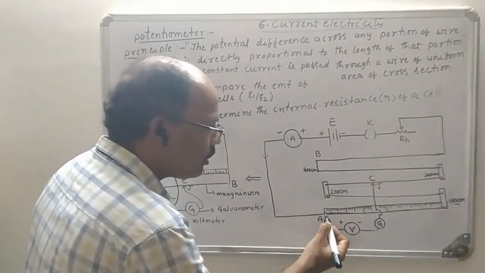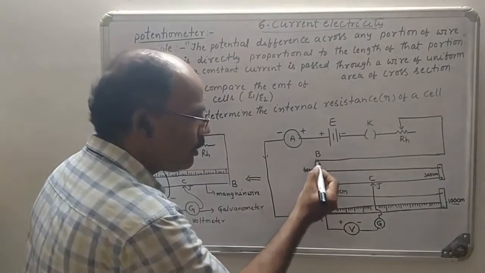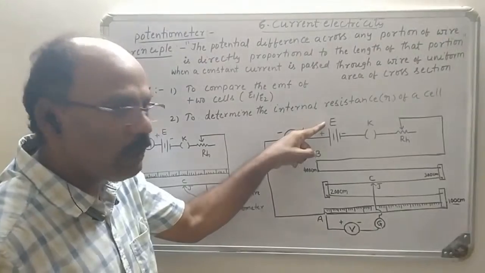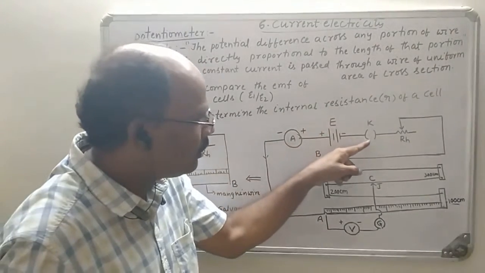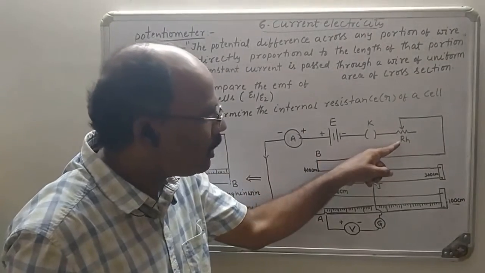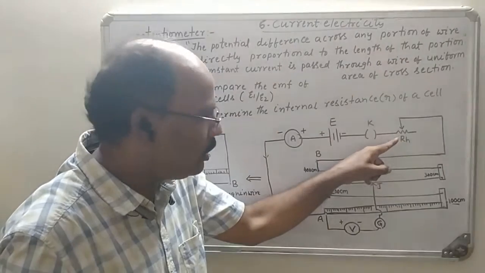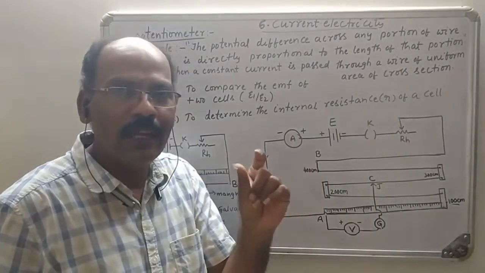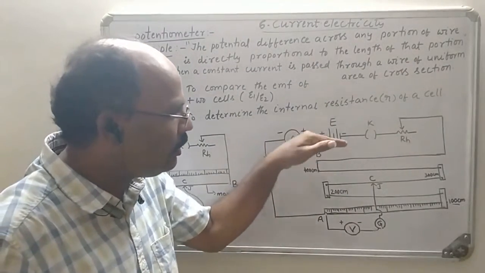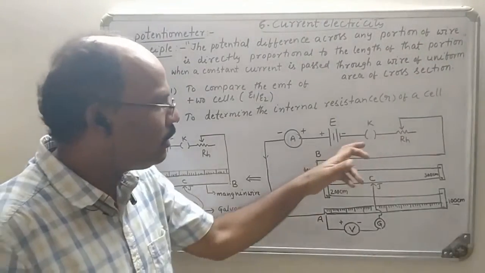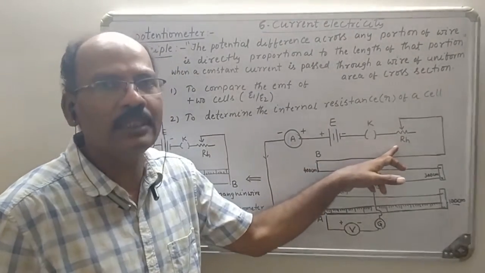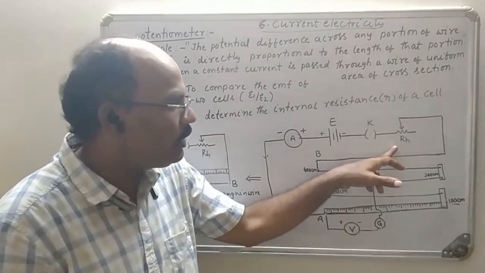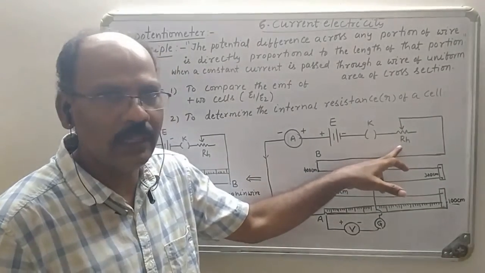So across the ends of A and B, we connect a battery of EMF E, a plug key K, and a rheostat RH. The rheostat is the device which is used to adjust the amount of current passing in the given circuit. So this can act as a variable resistance. How much current we require, that amount of current is adjusted by using the rheostat.